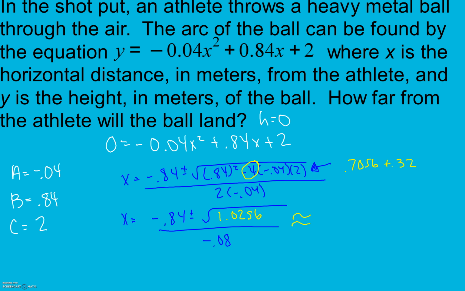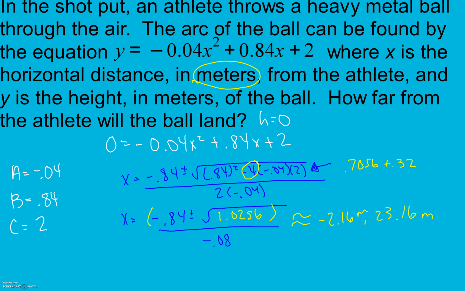So again, we're going to do this the same way as we did before. We're going to add on top. So negative 0.84 plus square root of 1.0256. I would press enter there or put it in parentheses and then divide by negative 0.08. So here I'm going to get negative 2.16. And then when I do the minus, negative 0.84 minus our square root of 1.0256. And then divide by negative 0.08. I get 23.16. And keep in mind here, guys, we're talking meters.